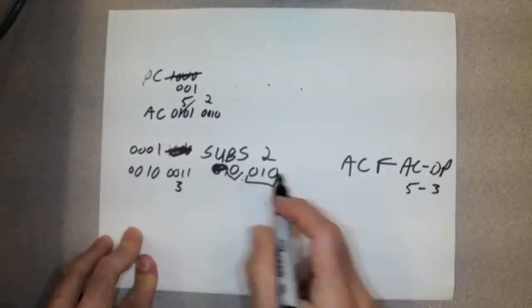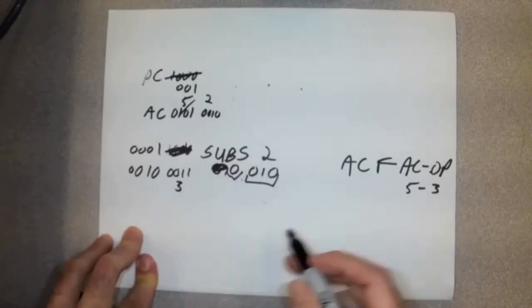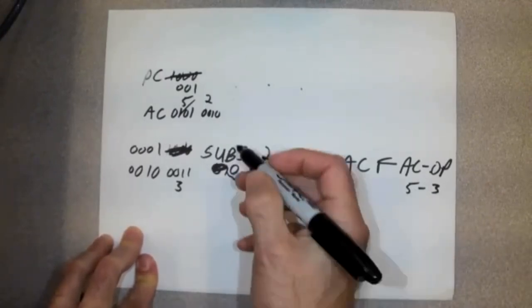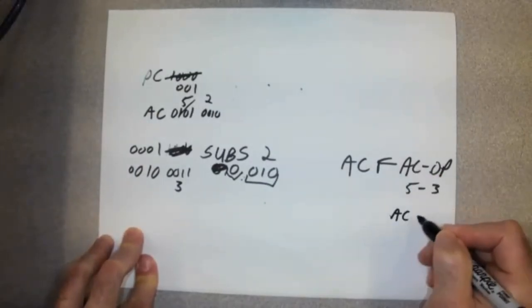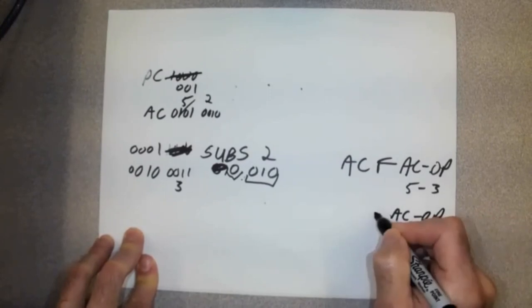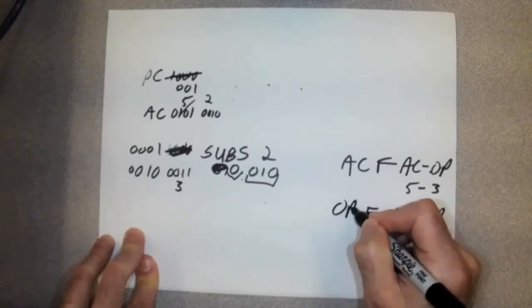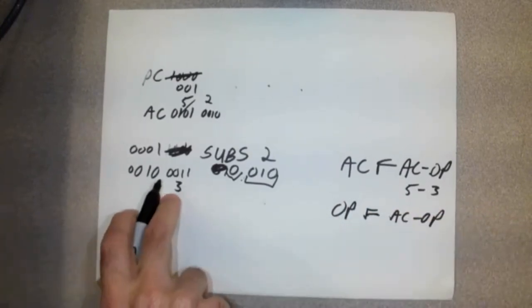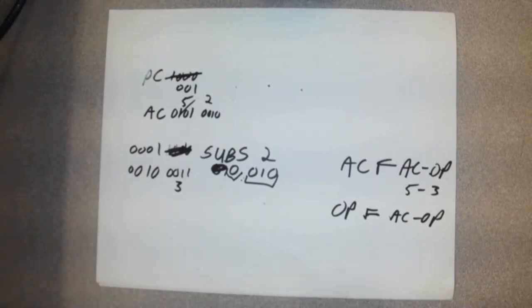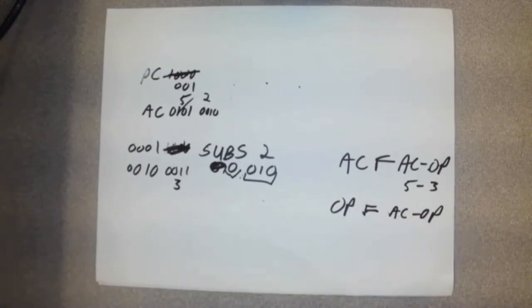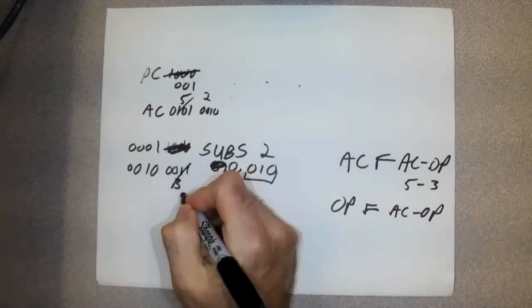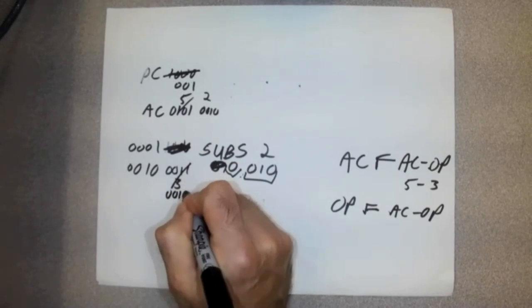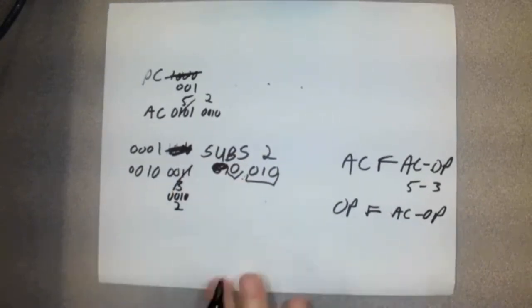But also, like we said, for this sub S, it does 2 things. So it stores it not only back in the accumulator, but it takes that value and stores it back into the address of that operand. I meant OP to be operand here, right? So we get the 2 there as well, right?